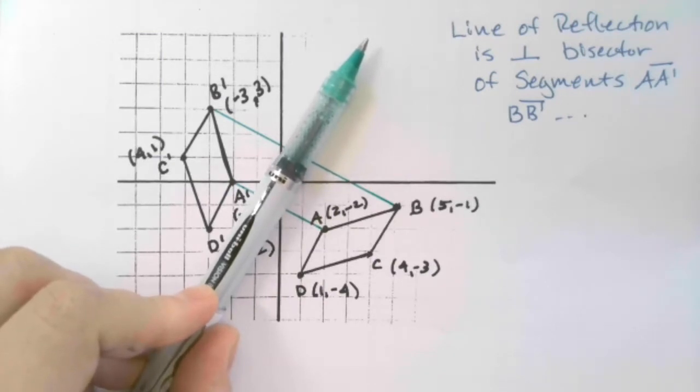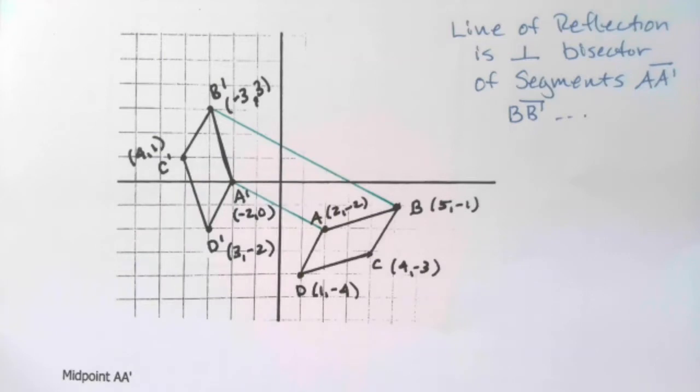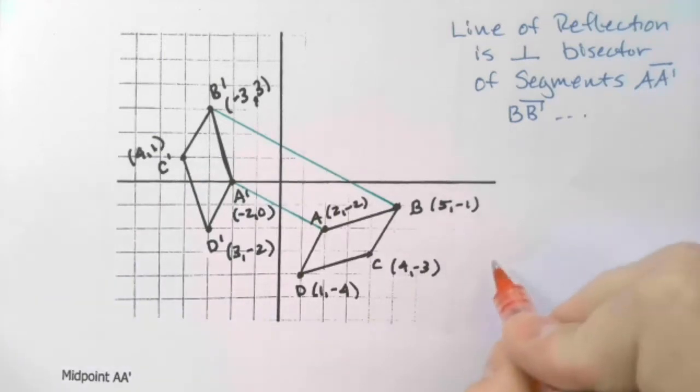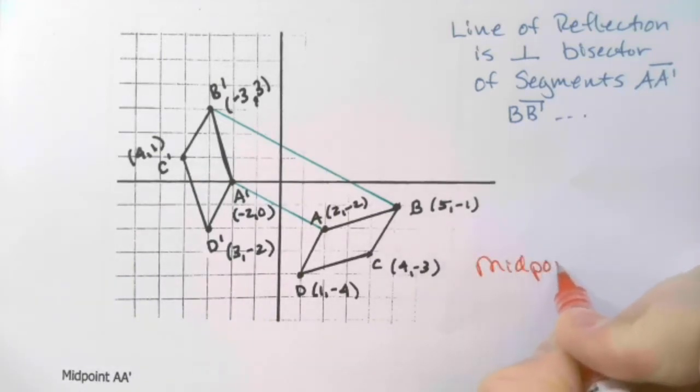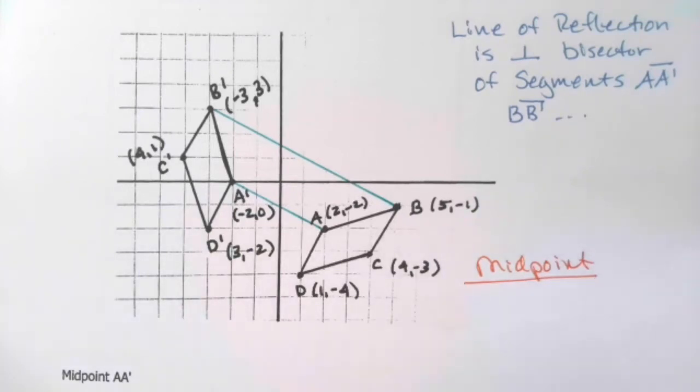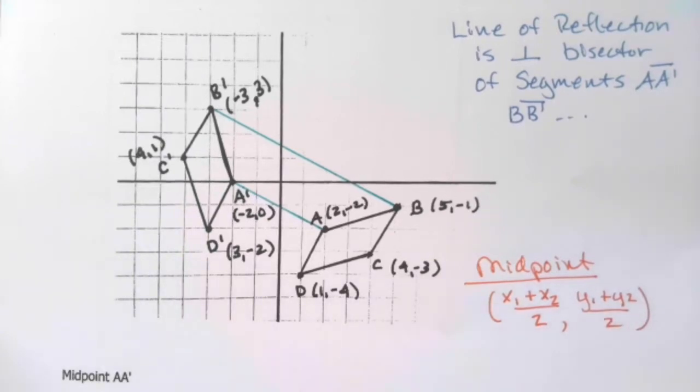So to figure out where the center of the segment is, you need the midpoint. So our midpoint formula, which we've learned in previous units, is the average of the x's, so x sub 1 plus x sub 2 divided by 2. The average of the y's, y sub 1 plus y sub 2 divided by 2.